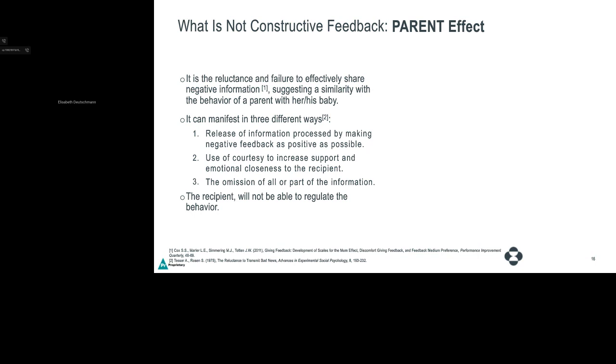The first one, release of information by making negative feedback as positive as possible. The second one, use of courtesy to increase support and emotional closeness to the recipient. And the third one, the omission of all or part of the information. The recipient, based on feedback more or less distant from the original one, will not be able to regulate the behavior at best.